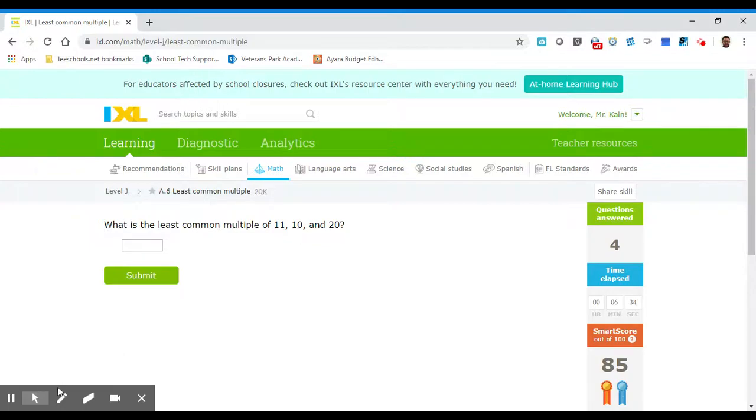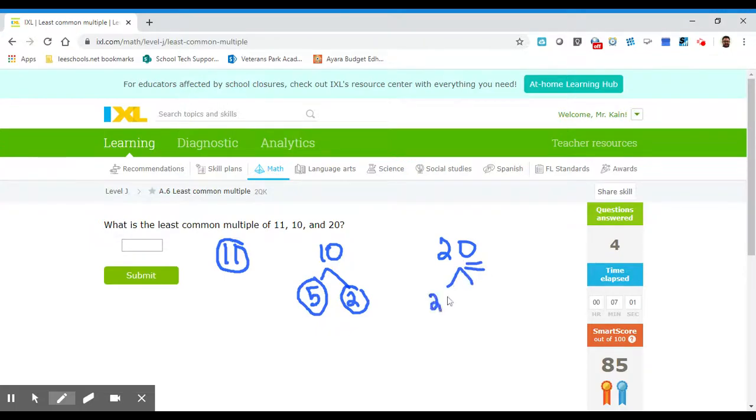Okay. And this rule really comes in handy when you're dealing with 3 numbers like this one. Okay, so we have 3 different numbers, 11, 10, and 20. So 11 is a prime number, so we're just going to circle that. 10, I know 5 times 2. Both of these are prime. 20, remember even, so 2 times 10. 2 is prime, so I circle it. And then 5 times 2 or 10.